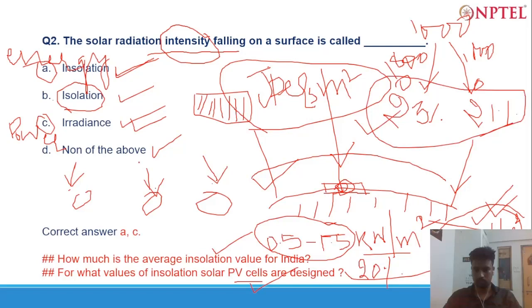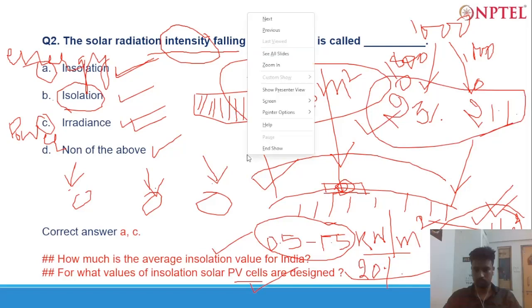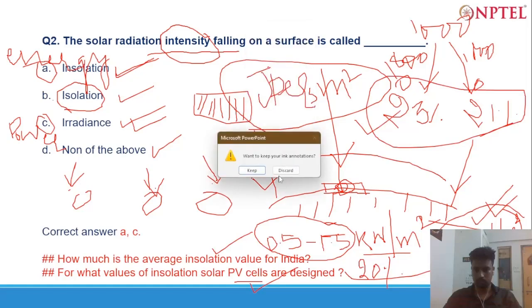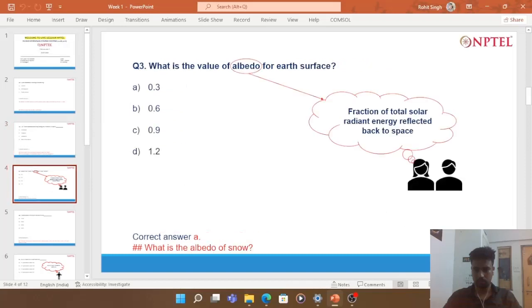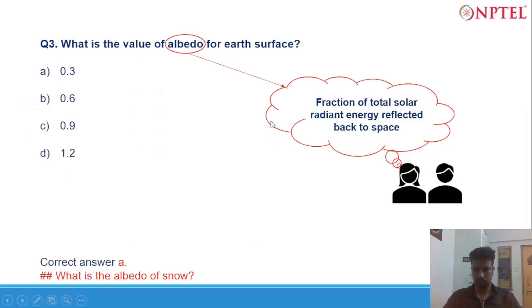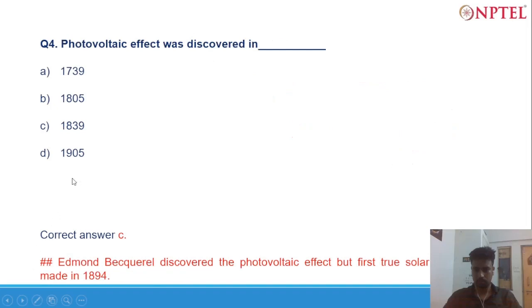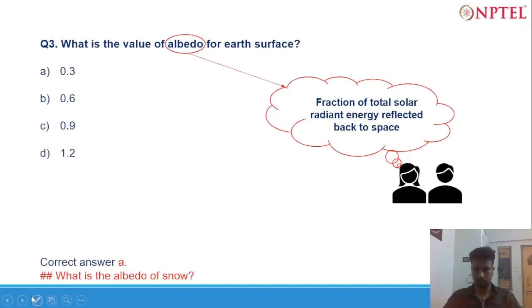Now we move to the next slide. What is the value of albedo for the Earth's surface? So there is a technical term here, albedo. What does albedo signify?